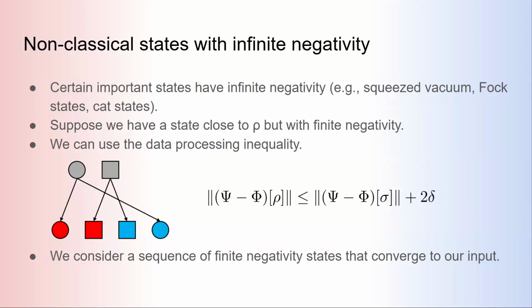But okay, so we can use the data processing inequality. So suppose I have some states that are some distance apart, and I pass them through 2 different channels, red and blue, and I want to know how far apart they are. Well, suppose I can calculate how far apart a different state is after passing through this channel. How can I connect these 2?